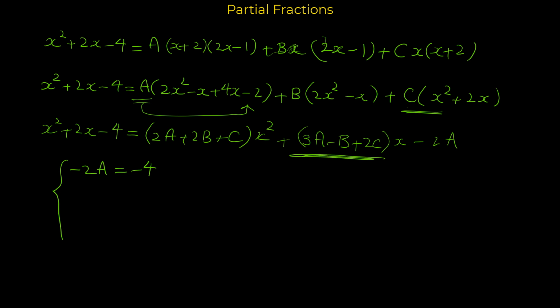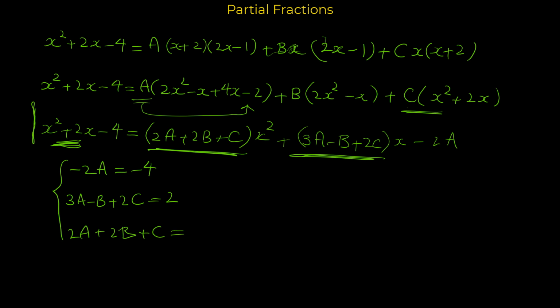Then, compare this with this. The coefficient of x on the right side is 3a minus b plus 2c. On the other side, the coefficient of x is 2. And then the coefficient of x to the 2 here is 2a plus 2b plus c, and on the other side, the coefficient of x to the 2 is 1. Now we have our system of equations, 3 equations with 3 unknowns, and we can solve this system.